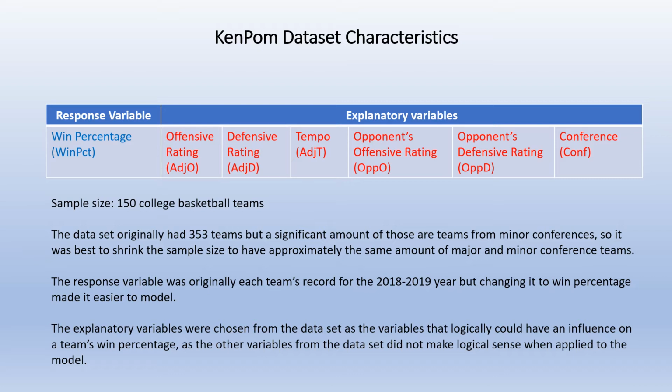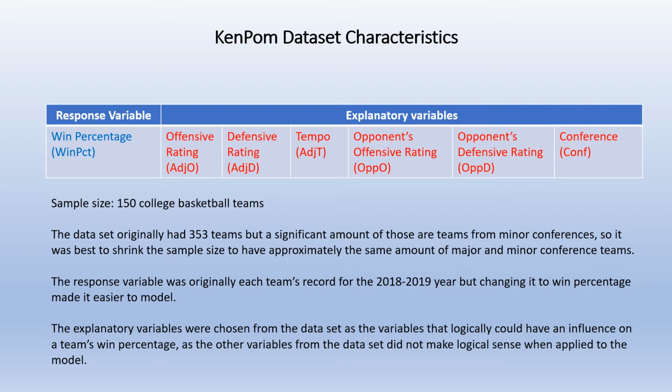And conference, which is a categorical variable, where I took major conferences like Purdue, which is in the Big Ten, so they are in a major conference. I used them as a 1, and then teams that are in a minor conference, I added them as a 0, so these are usually smaller schools.